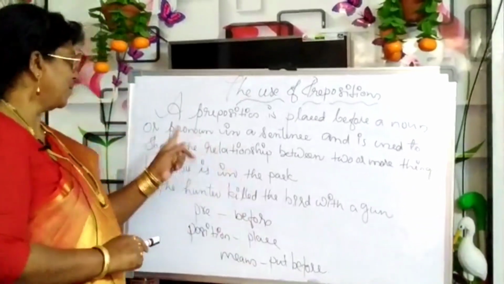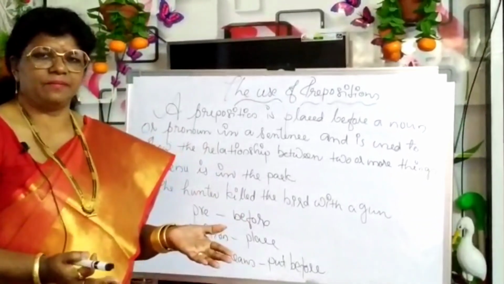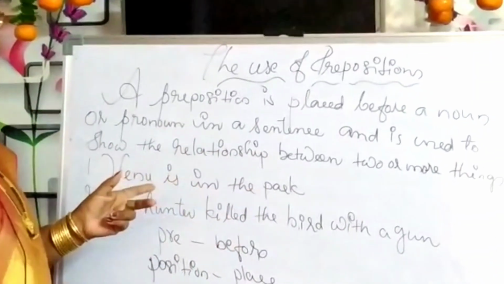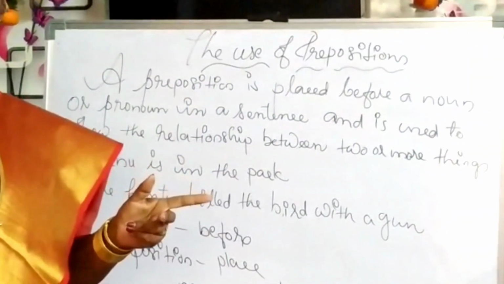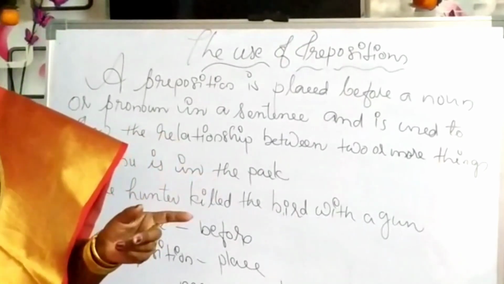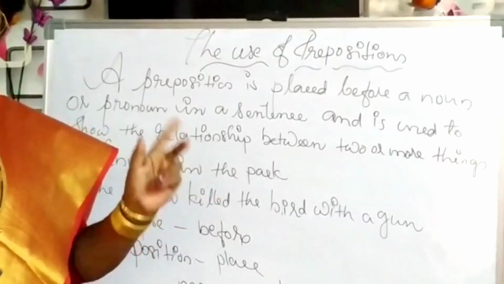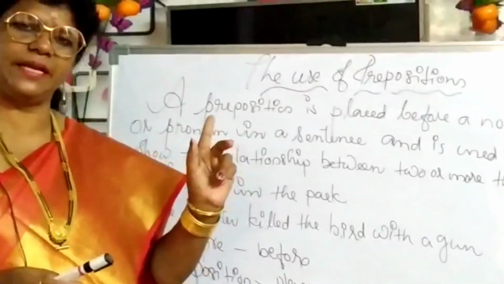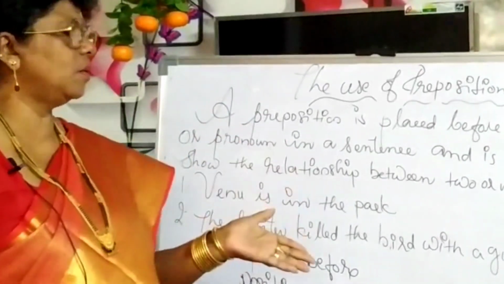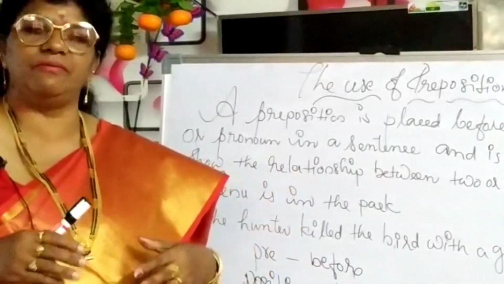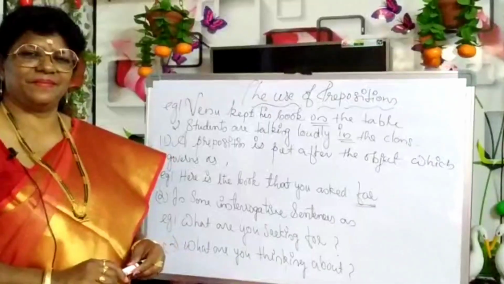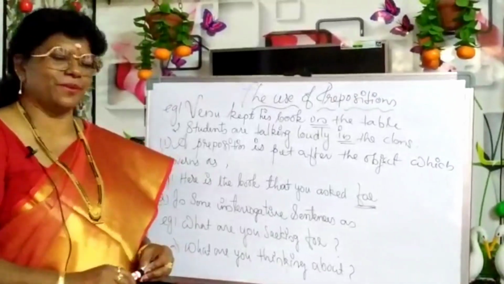Okay. So here, what is a preposition? A preposition is placed before a noun or a pronoun in a sentence and is used to show the relation between two or more things. When I told you parts of speech, I explained this already. Once again, I am reminding you because we have to learn now the use of prepositions and where all we can use them.